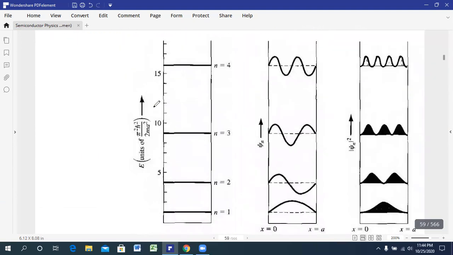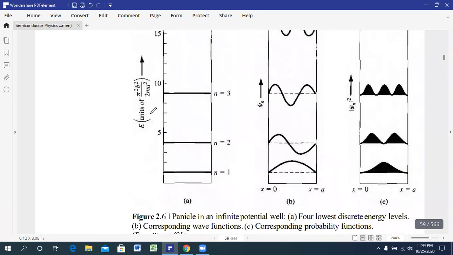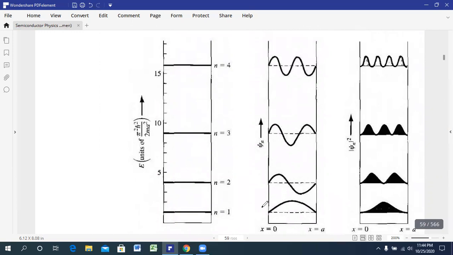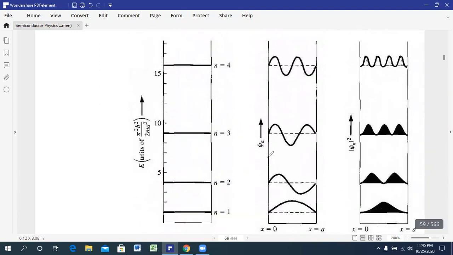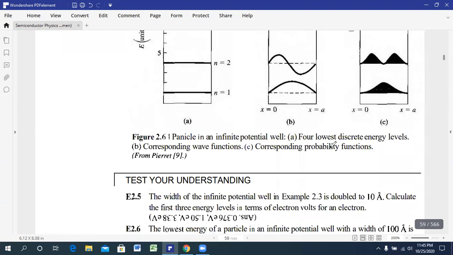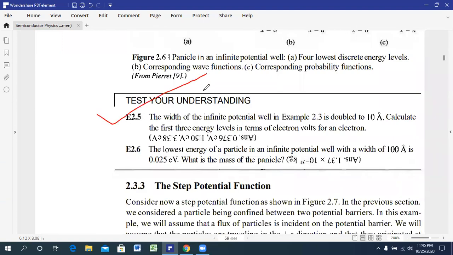Now, the energy functions can be defined in this way: before 0, that one is constant, and from x equals 0 to a, that one is quantized. This one is psi n. So psi square n means the square of the sine wave. Try to solve the test problems.